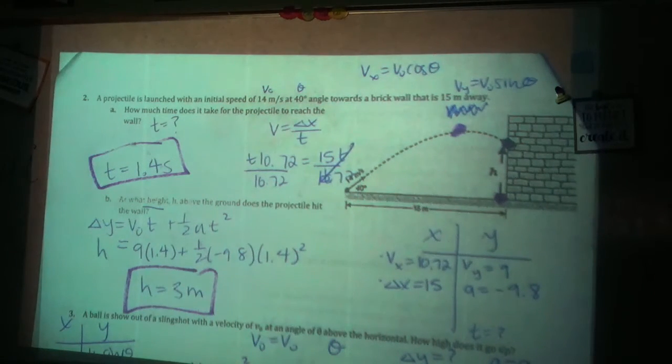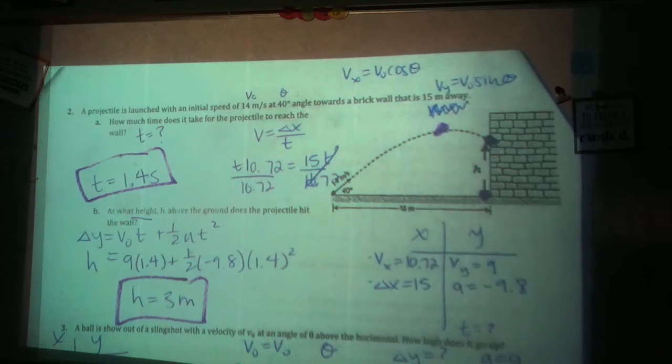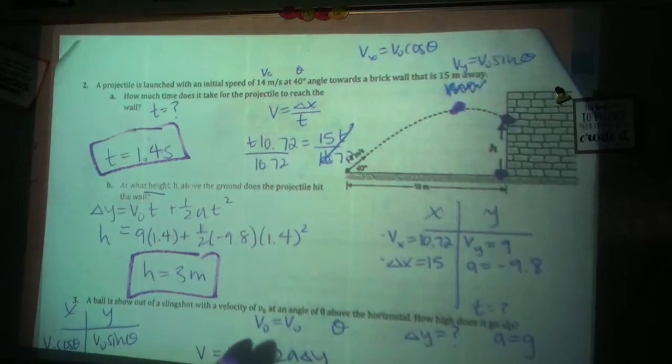Number 3, we have a v naught at an angle theta, and I want to know how high it goes, so I'm looking for delta y, and I didn't put this, but I meant to put use g for your acceleration due to gravity. As soon as you have an initial velocity and an angle, the first thing you need to do is break it up. Your x velocity is v naught cosine, and your y velocity is v naught sine.